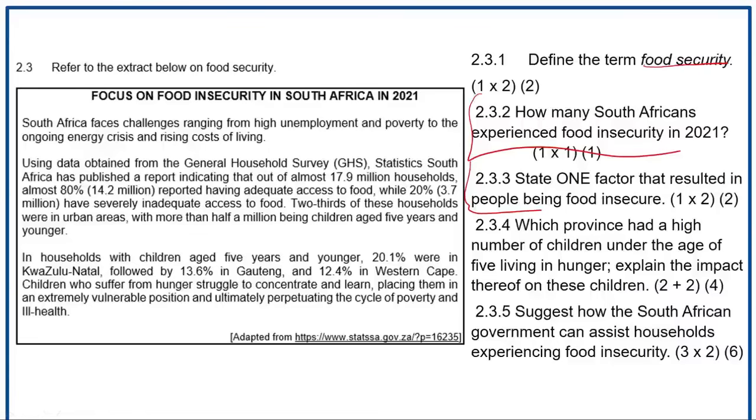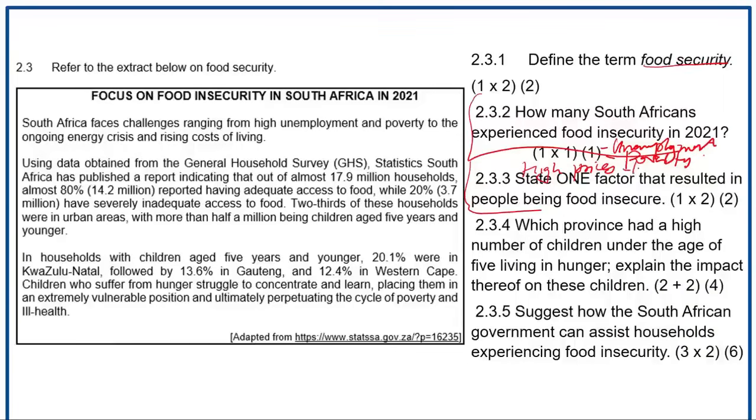Number one, people will be food insecure because of poverty, because of unemployment. It can be food insecurity because of droughts. The factors that can make people food insecure: number one is high prices of food. High prices of food can make people food insecure. Number two, unemployment can make people food insecure. Number three, poverty. Poverty will make people food insecure.